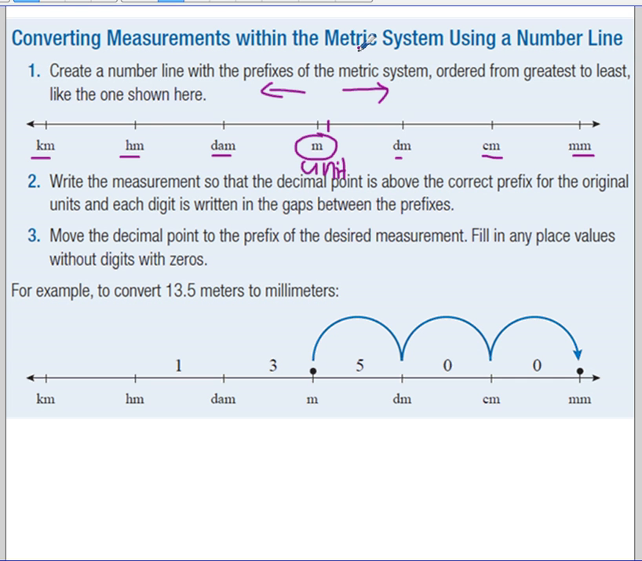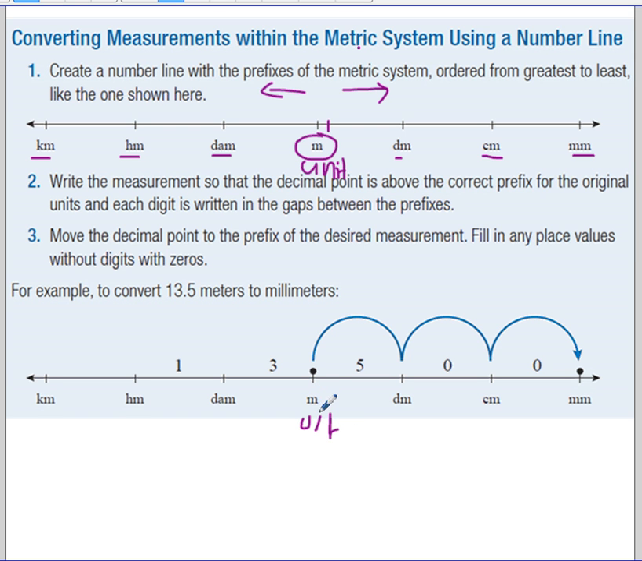And so what we're going to do is look at how many times we have to move to get from the unit that they give us to the unit they want us to convert to. And so notice here, for their example, they're changing 13.5 meters to millimeters. So they write the number on the number line. I normally don't, but notice they put the decimal place right here above our units.